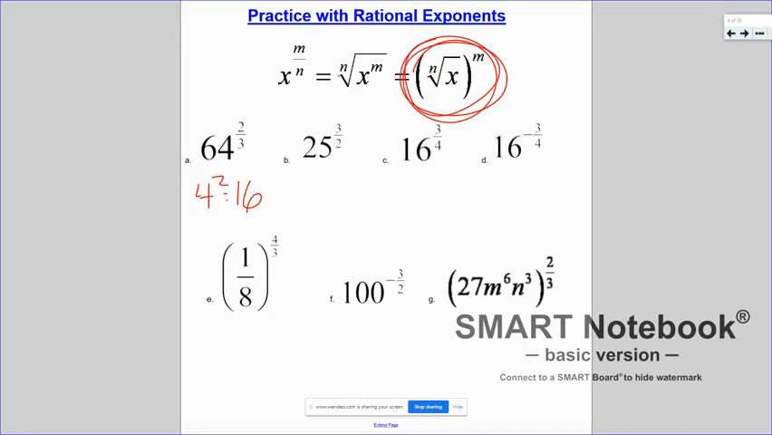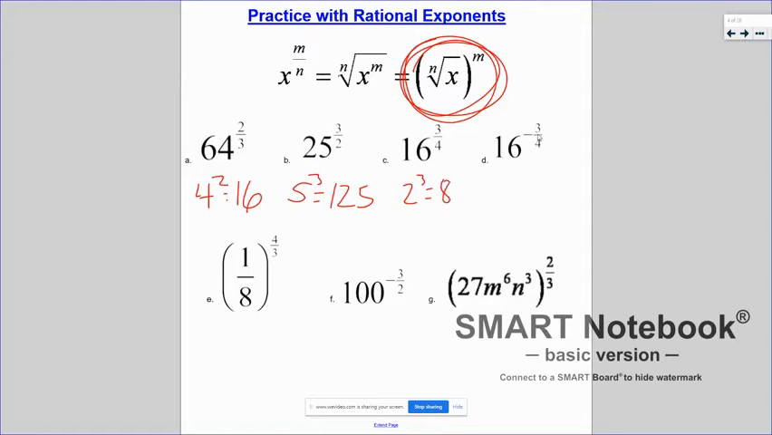Next one, 25 to the 3/2. It's the square root of 25, which would be 5. And then to the third, 5 to the third would be 125. 16 to the 3/4 is the fourth root of 16, which would be 2. And then 2 to the third would be 8.